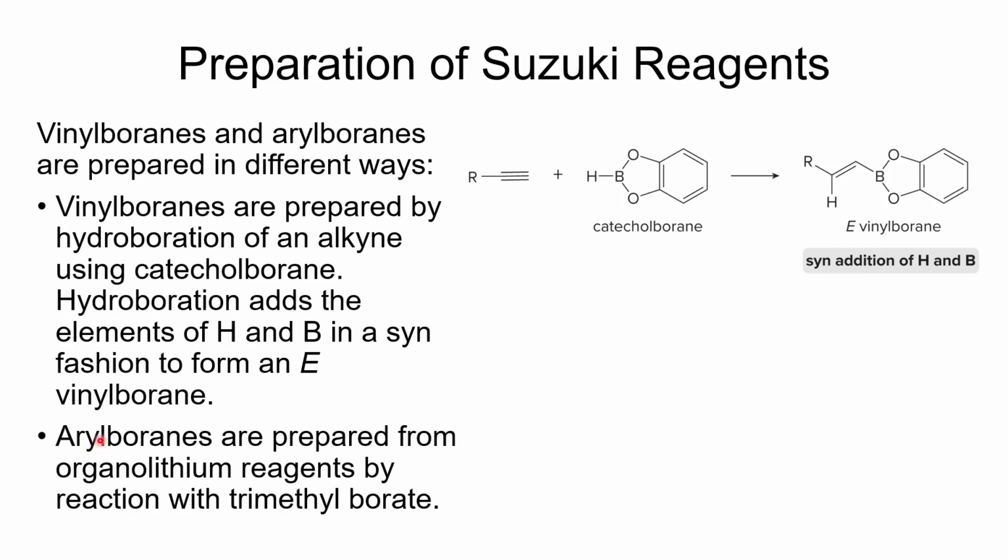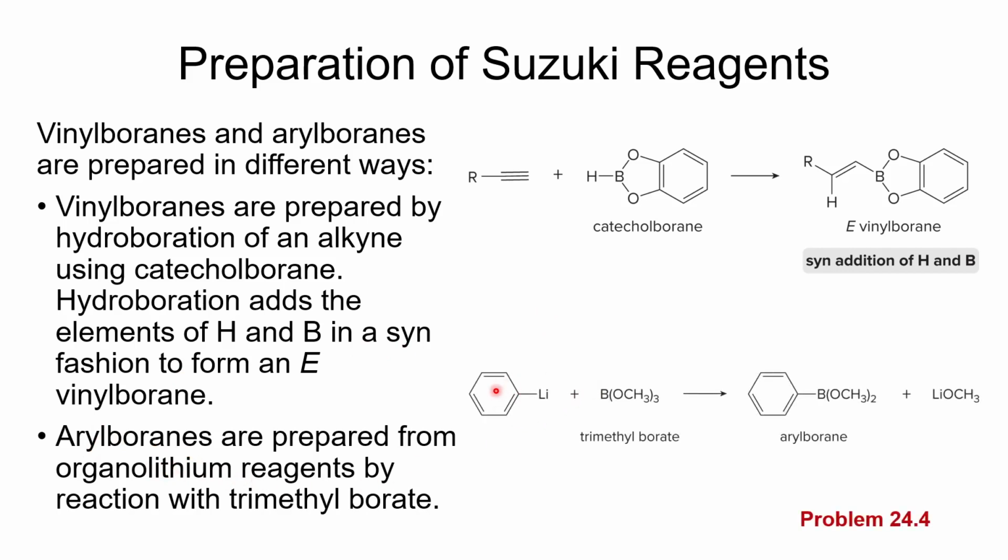Aryl boranes are prepared in a slightly different way. We'll need an organolithium reagent, which we know how to make. We'll react that organolithium reagent with a trimethyl borate, and that will give us this aryl borane. And then that aryl borane can be used in a Suzuki coupling reaction.